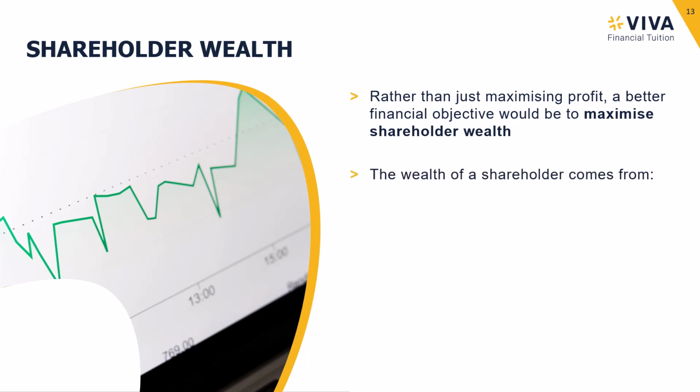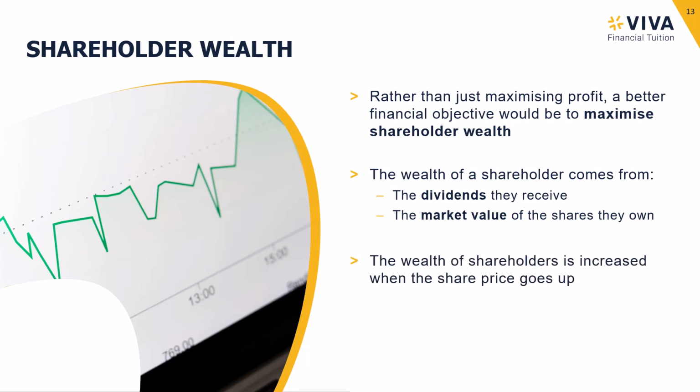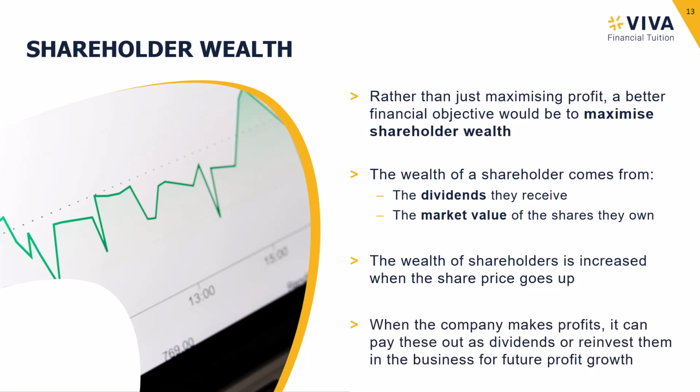Now, shareholder wealth comes from a couple of different perspectives. One, it will inevitably incorporate the dividend that a shareholder actually receives. But on top of that, it will also include the market value of the shares that they own, because ultimately they could choose, if they so wish, to sell those shares on. So the wealth of shareholders increases when the share price goes up.